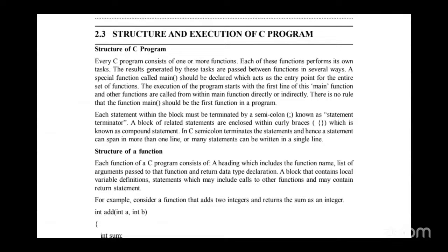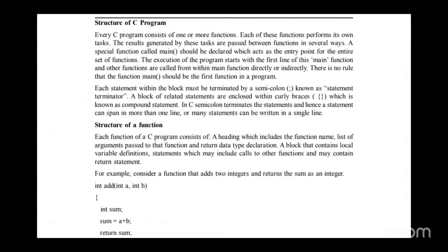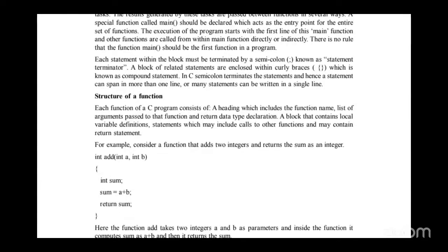There is no rule that the function main should be the first function in the program. Each statement within the blocks must be terminated by a semicolon, known as the statement terminator. A block of related statements is enclosed within curly braces and is known as a compound statement. In C, the semicolon terminates the statements, and hence a statement can span more than one line and many statements can be written in a single line.